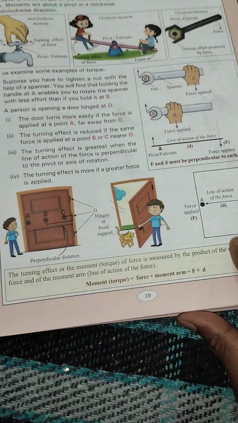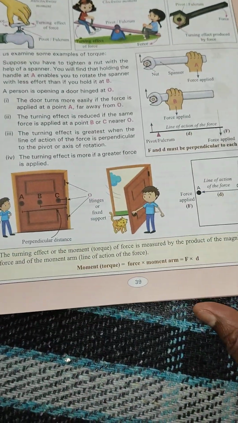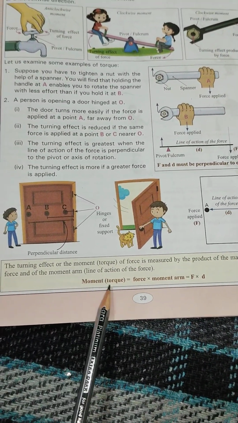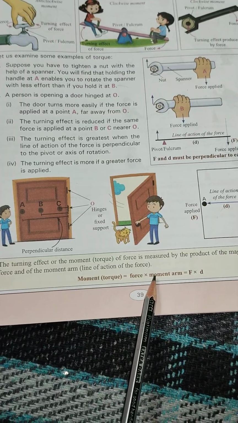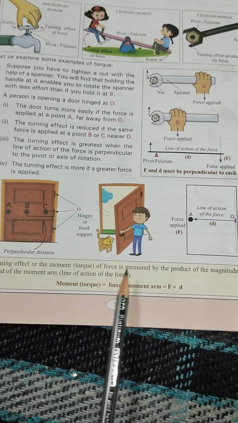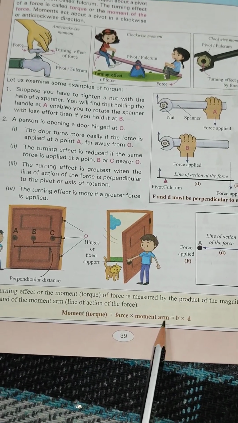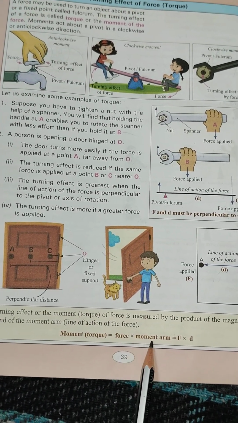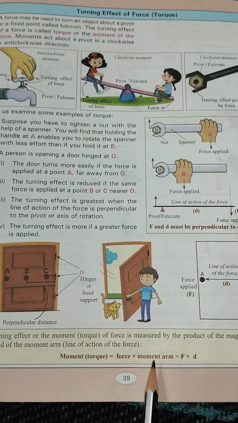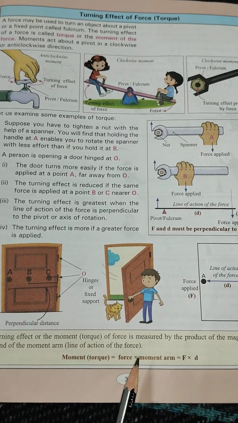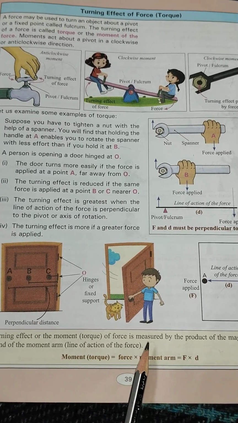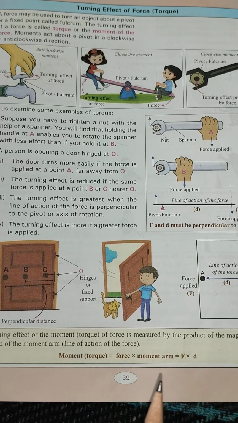More precisely, we can call this the turning effect of force. It can also be called moment or torque. Mathematically, it is force times moment arm. You should keep in mind that the moment arm is actually a perpendicular distance. So it is force times perpendicular distance. There will be a lot of distances, but students, we are only considering the perpendicular distance with respect to the line of action of the force.